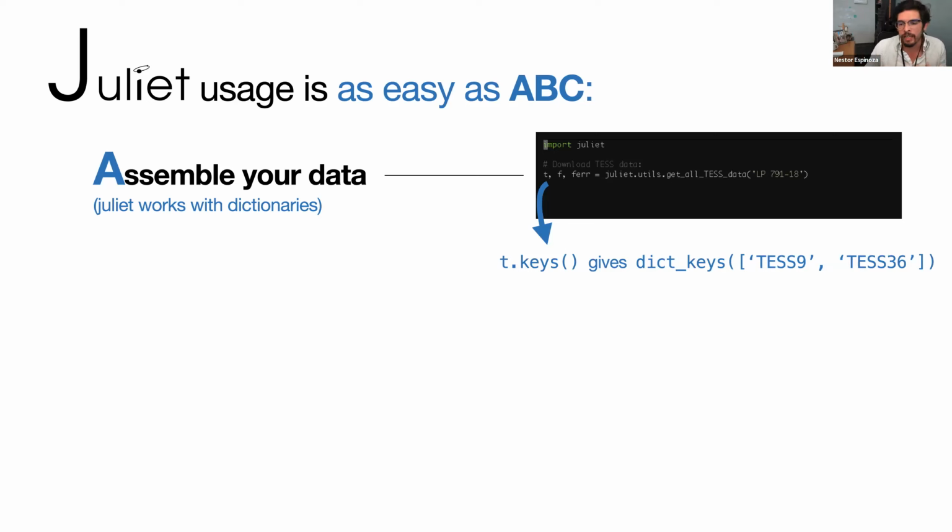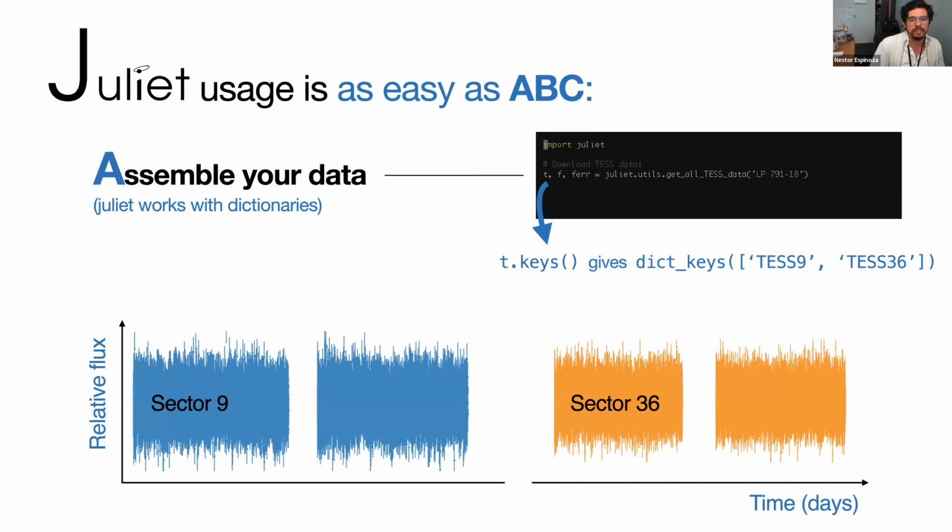If you have your own data in a text file, just convert that to these neat dictionaries that Juliet understands, and that's it, you're set to go. That's how you set up your data set. These will look like this, basically. If you plotted the data from these dictionaries, you have relative flux versus time from these 2 sectors. All right, so that's the first thing: you assemble your data with Juliet. Now, how do we actually fit it?